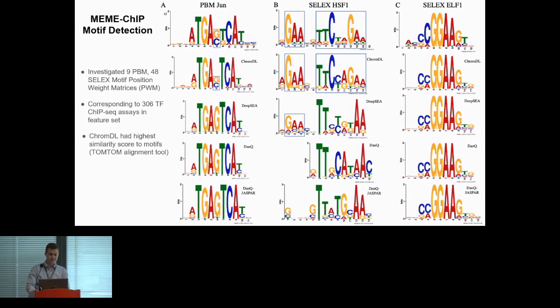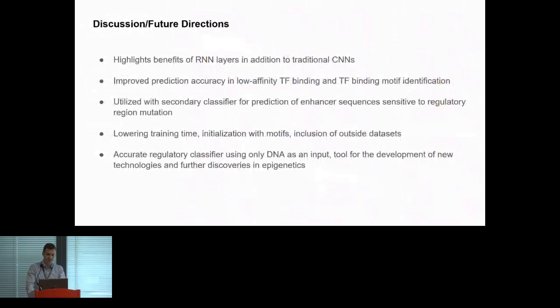So sort of just a discussion of future directions. We believe this model really highlights the benefits of these RNN layers in addition to the CNNs. So taking a step further than DanQ did of just including the bidirectional LSTM layer, we also have this input bidirectional GRU layer, which has not been used in previous iterations, in this two-layer back-to-back of bidirectional LSTMs. We also have the improved accuracy in the low affinity transcription factor binding, and the potential of this transcription factor binding motif identification performing better than these comparison models, and on average across our entire suite, having a higher alignment score.